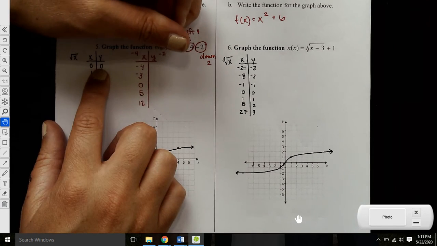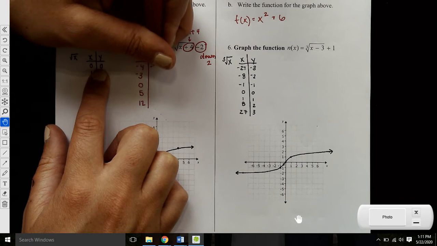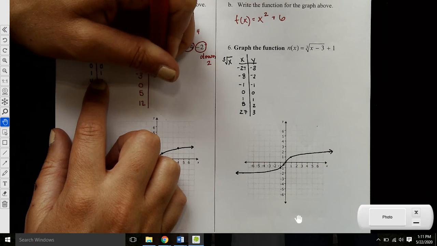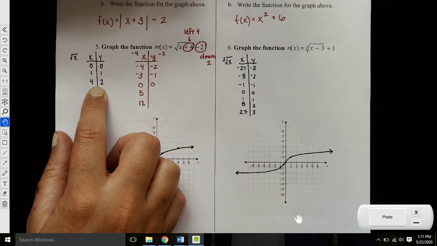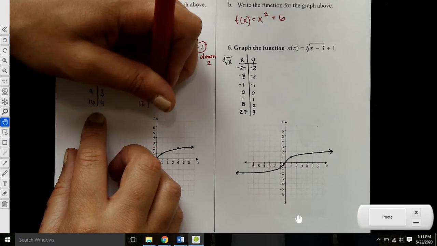Now for the y's, I'm subtracting 2. So 0 minus 2 is -2. 1 minus 2 is -1. 2 minus 2 is 0. 3 minus 2 is 1. 4 minus 2 is 2.